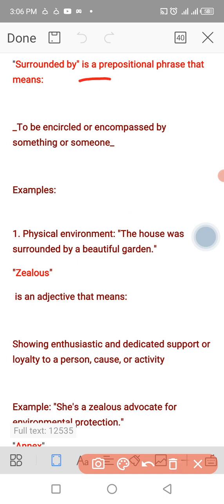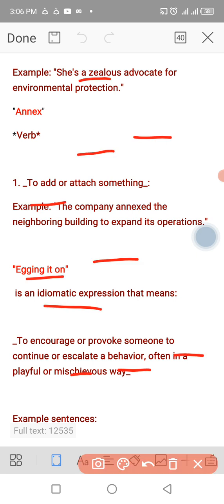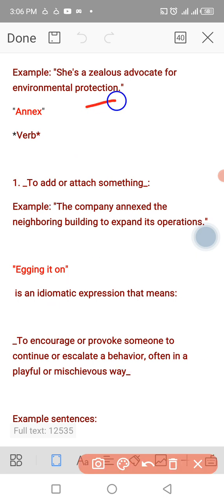Surrounded by is a prepositional phrase meaning to be circled or encompassed by something or someone. For example, in a physical environment: the house was surrounded by a beautiful garden. Zealous is an adjective showing enthusiastic and dedicated support or loyalty to a person, cause, or activity. She is a zealous advocate for environmental protection.